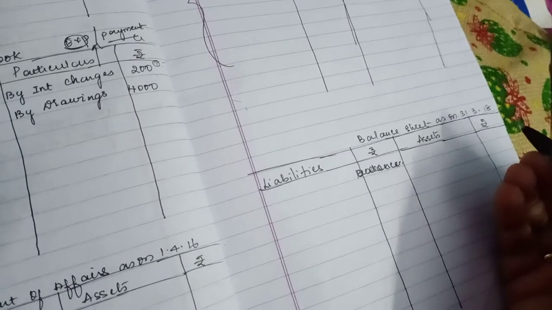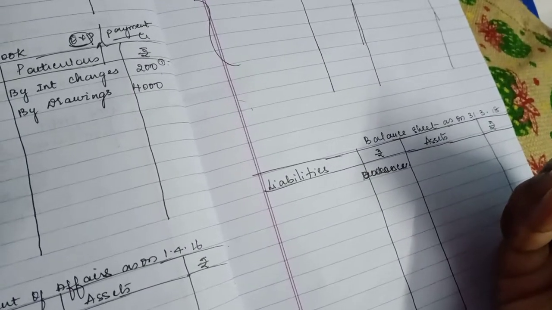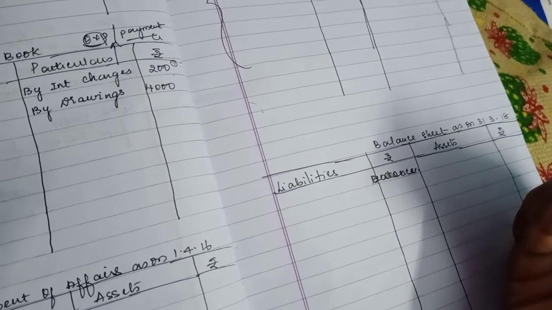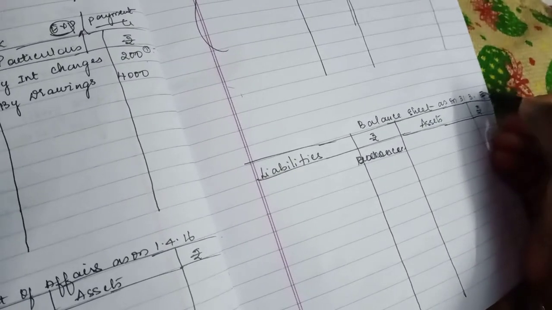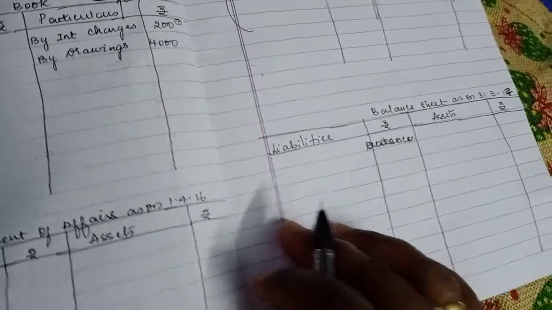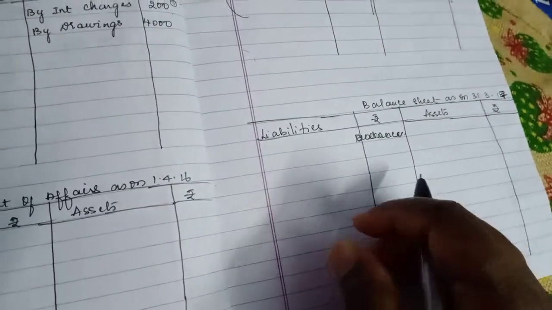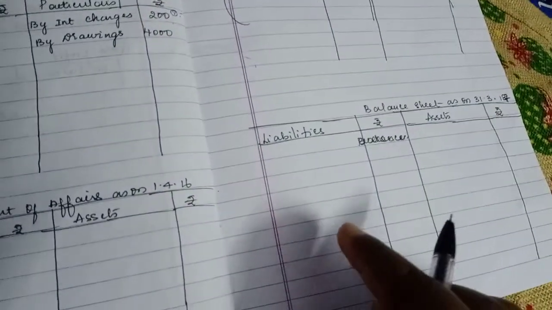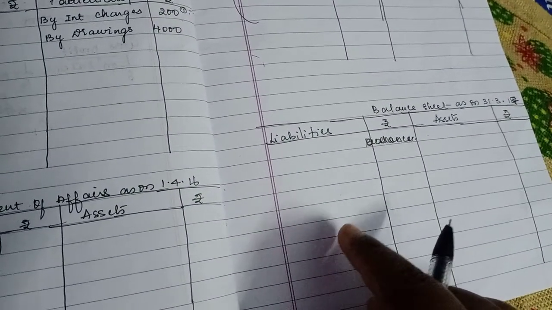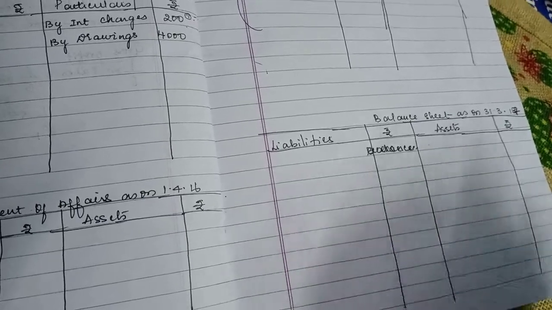I've just written what they've asked you to prepare. Okay, 17, it's not 18, it is the 17 date, so I have made it 17. Now in the balance sheet, what are you going to do with these drawings? This drawing you're going to minus in the balance sheet. How will you minus in the balance sheet?